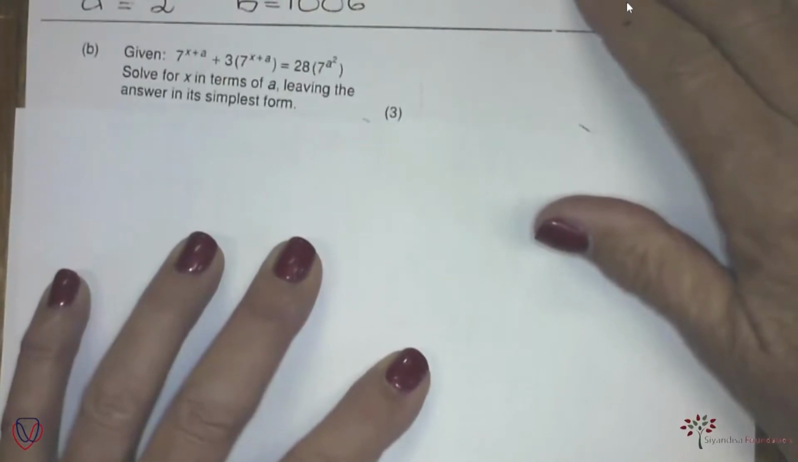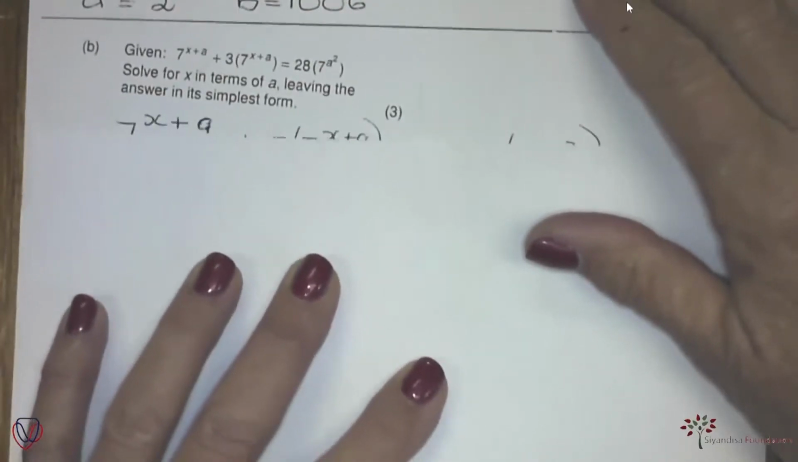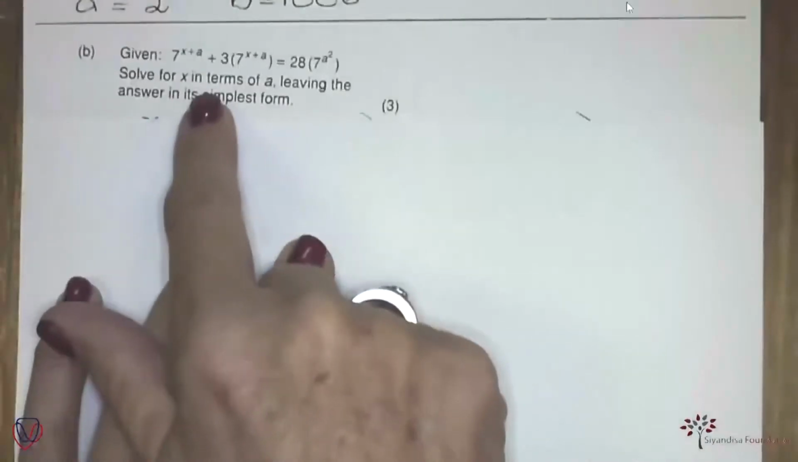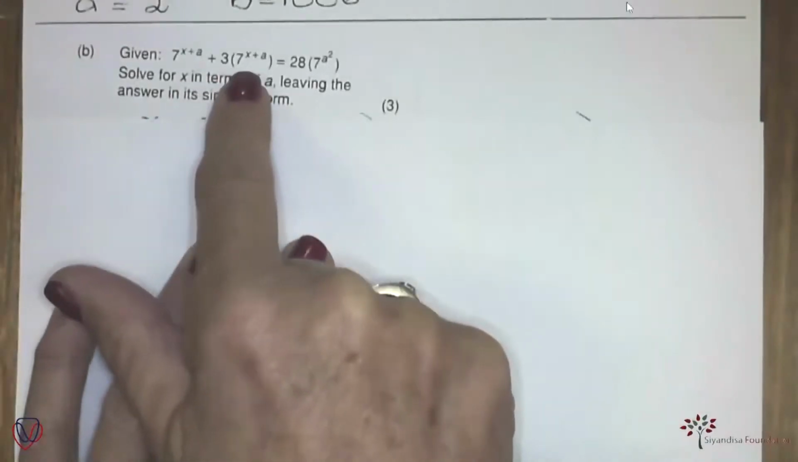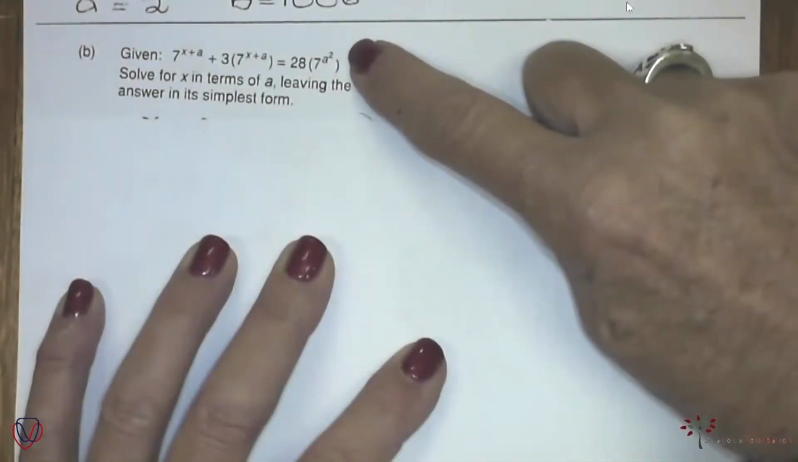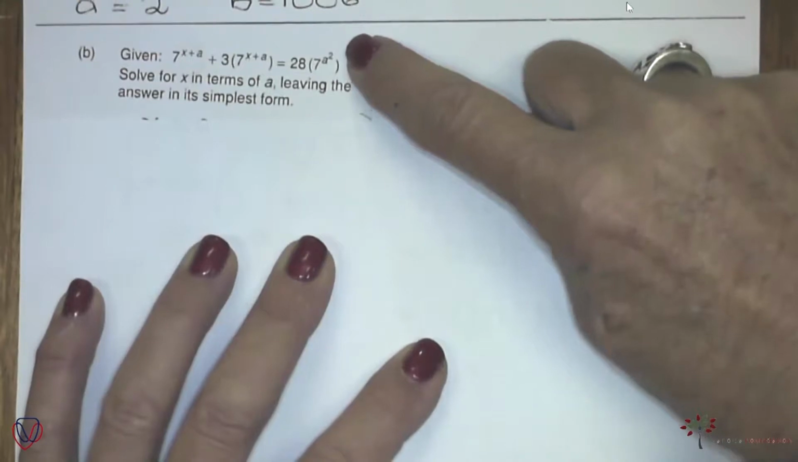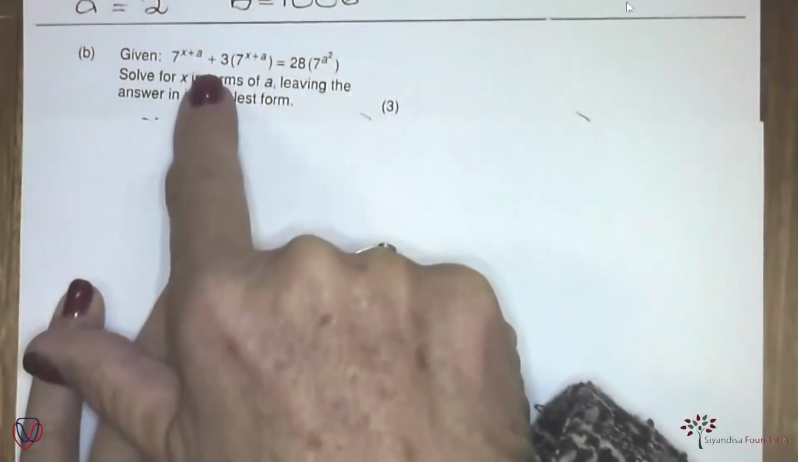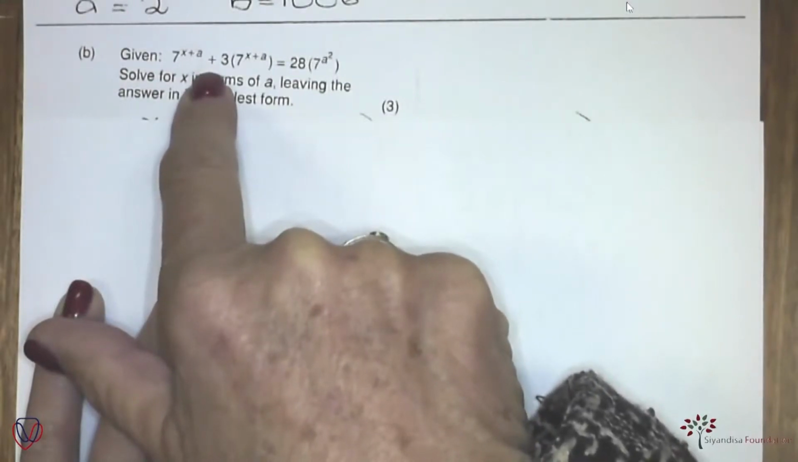Let's have a look at this one. Okay, the question there said 7^(x+a) · 3^(x+a) · 7^(x+a) is equal to 28 · 7^(a²). Now, from that one, you should know that we are going to work with the common factor.